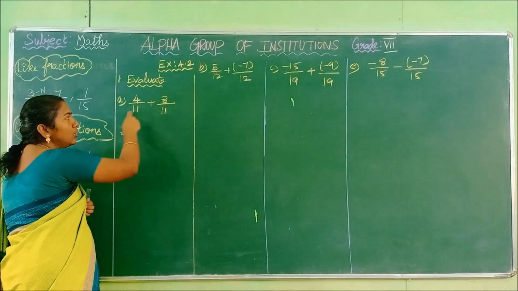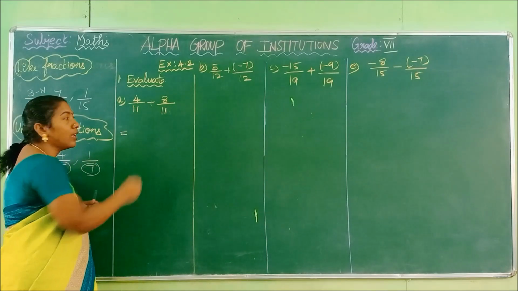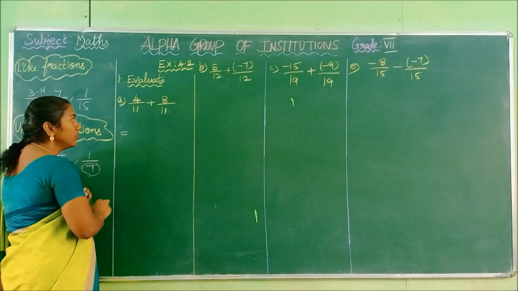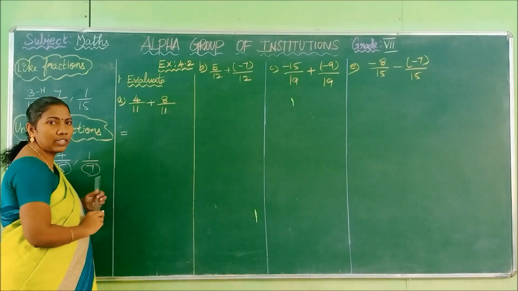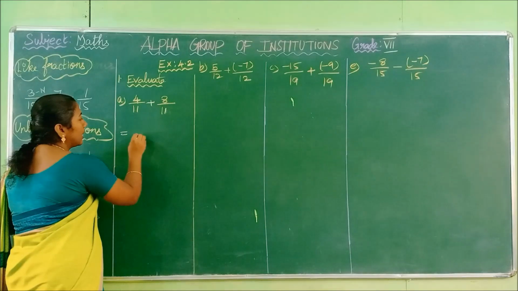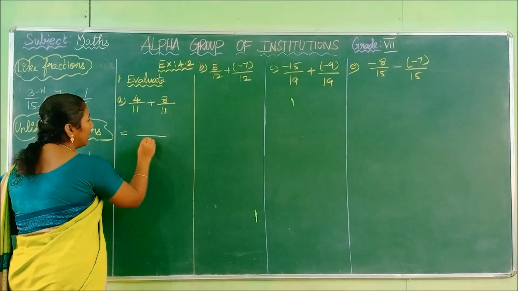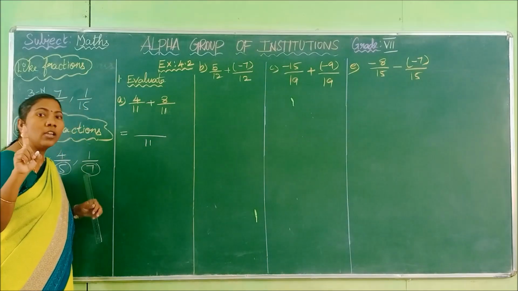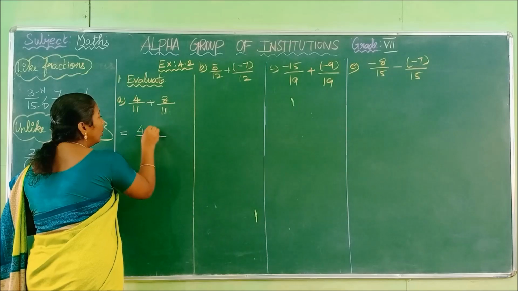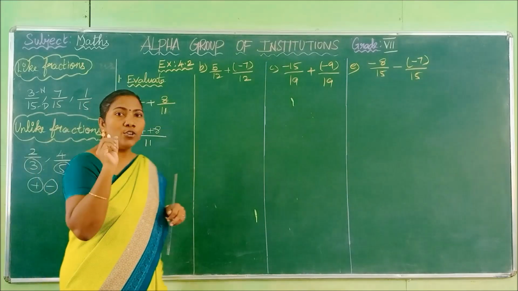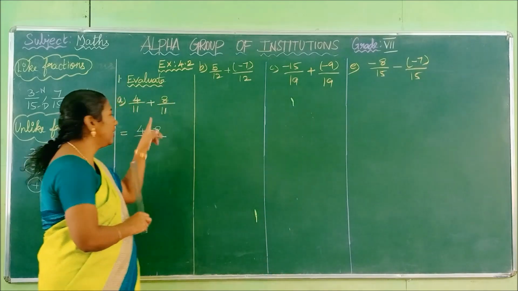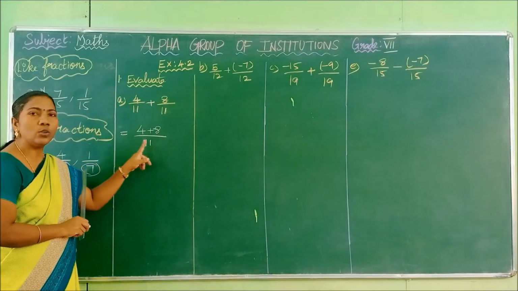Here, between these two rational numbers, what is the symbol? Yes, plus. So we have to add these two. How do you add two rational numbers? By adding their numerators. Okay. See here, for the two denominators, you have to write the denominator only one time, and then you have to add their numerators. You have to add the numerators only. Don't add the denominators. Write the denominator as it is, one time.